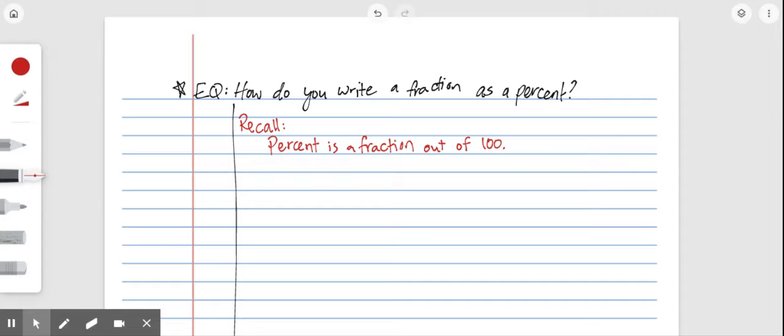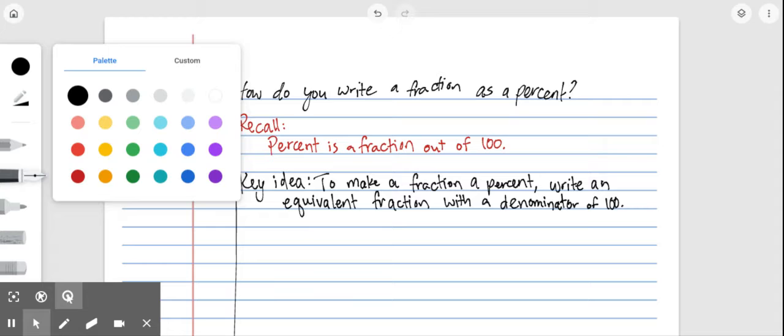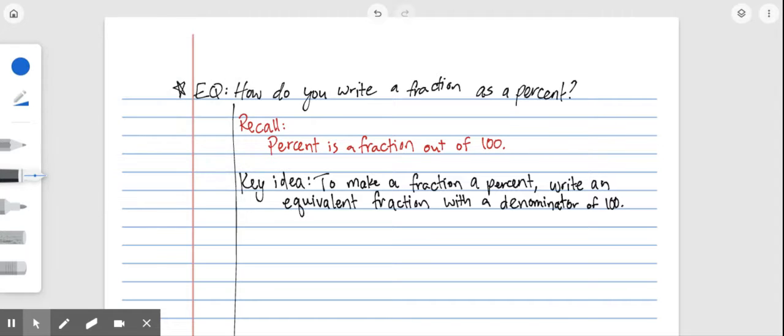So our key idea is that when you have a fraction and you want to make it a percent, you need to write an equivalent fraction with a denominator of 100. Okay, again, to make a fraction a percent, write an equivalent fraction with a denominator of 100. So let's do our first example.